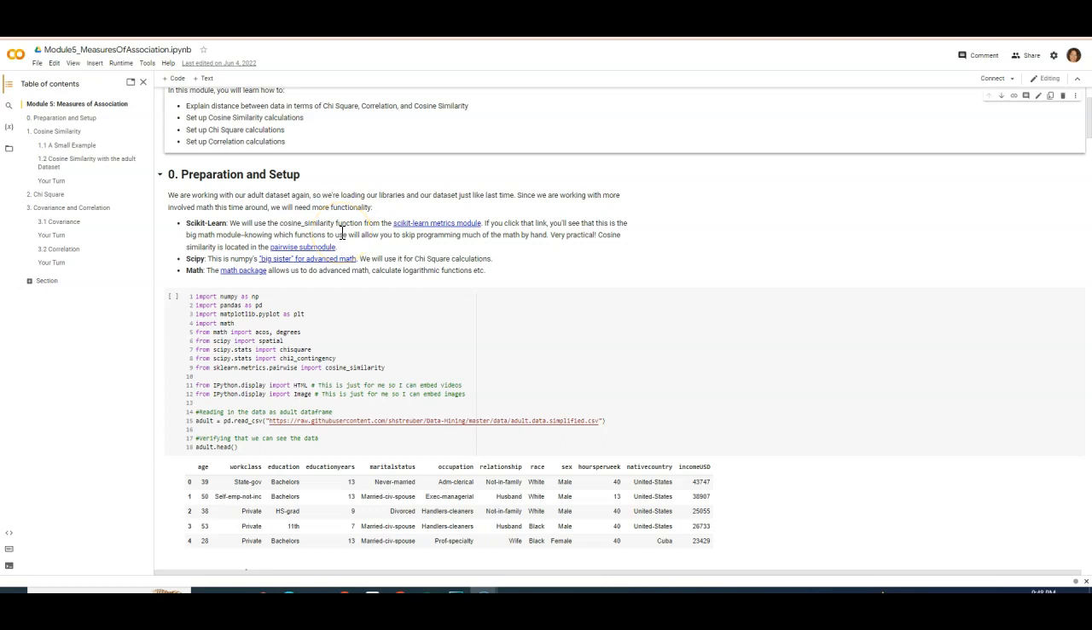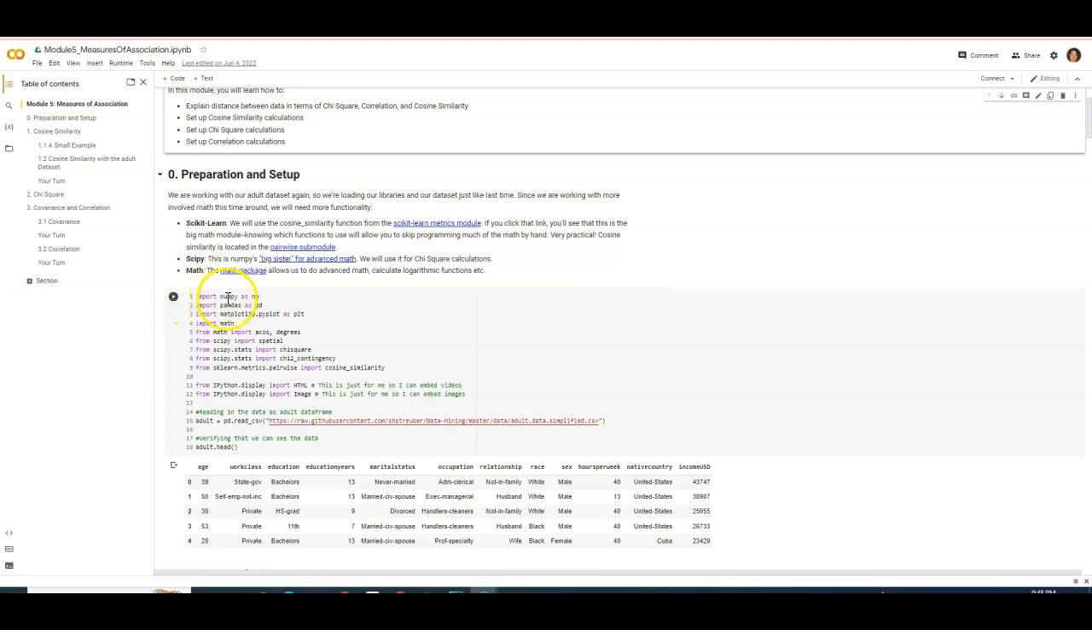In terms of preparation, we'll be working with our adult data set again, but we'll be using 3 new-to-us libraries, such as scikit-learn, from which we'll be using the cosine similarity function, and we'll be using SciPy, which is the advanced math version or extension of NumPy, and we'll be using the basic Python math package. What does this look like in our setup?